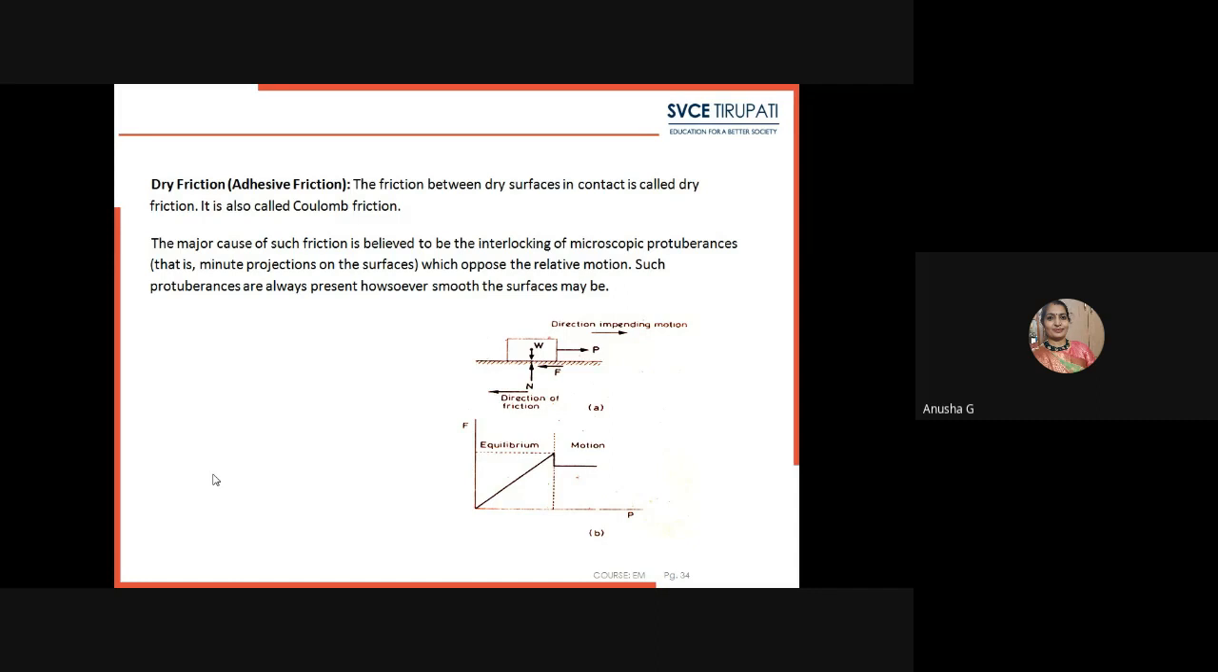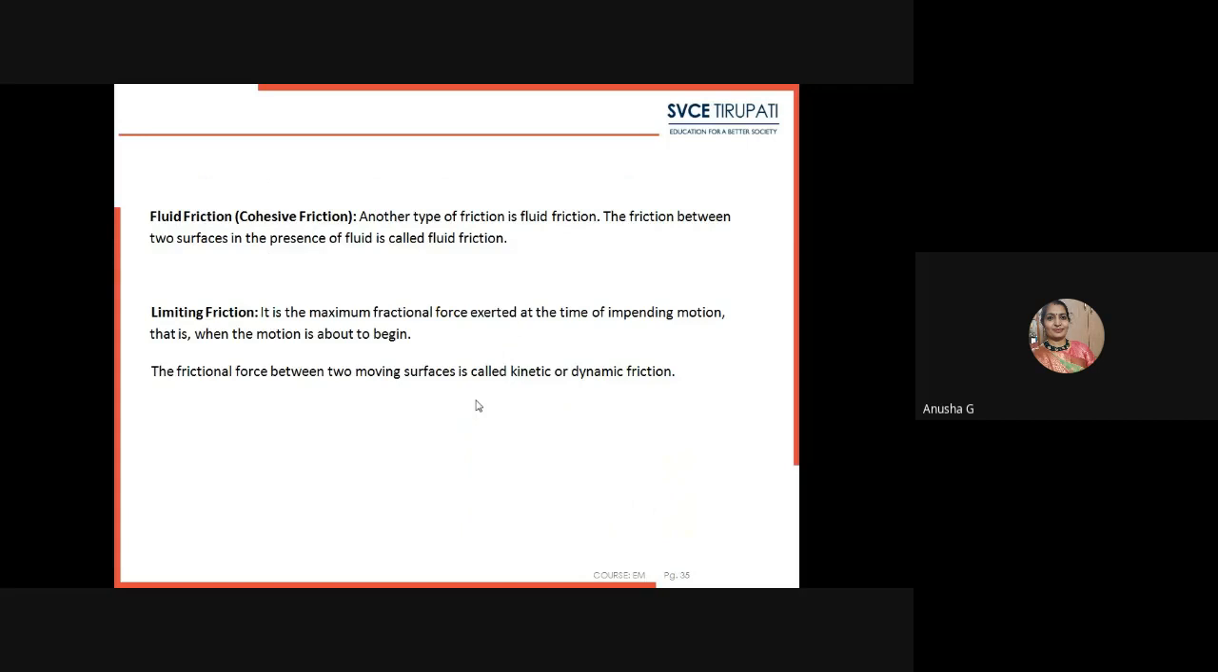If you observe the diagram, you can see the force and the direction of impending motion. Here we are pulling this object. While we are pulling the object, what will happen? There will be a frictional force acting in the opposite direction. This will be the direction of friction, and this will be the direction of impending motion. Here you can observe that the impending motion and the direction of friction are in opposite directions, but both are in the same zone. That has to be checked here. That is dry friction.